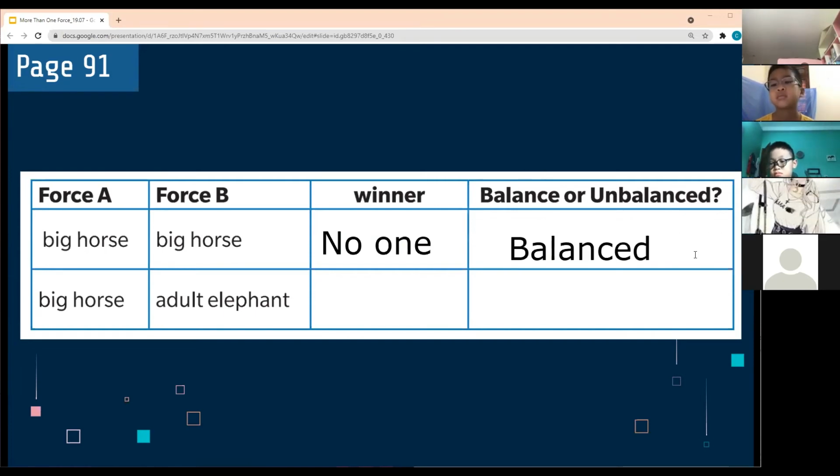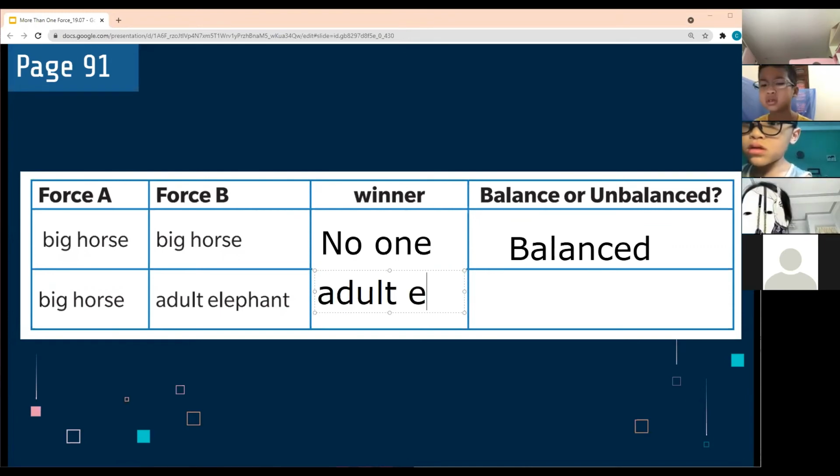Okay, and then we have a big horse versus an adult elephant. Misha, which one do you think is going to win our tug of war? Let's have Rose. We're having a tug of war between the big horse and the adult elephant. Who is going to be the winner? An adult elephant. Okay, let me write that down. And is this balanced or unbalanced?